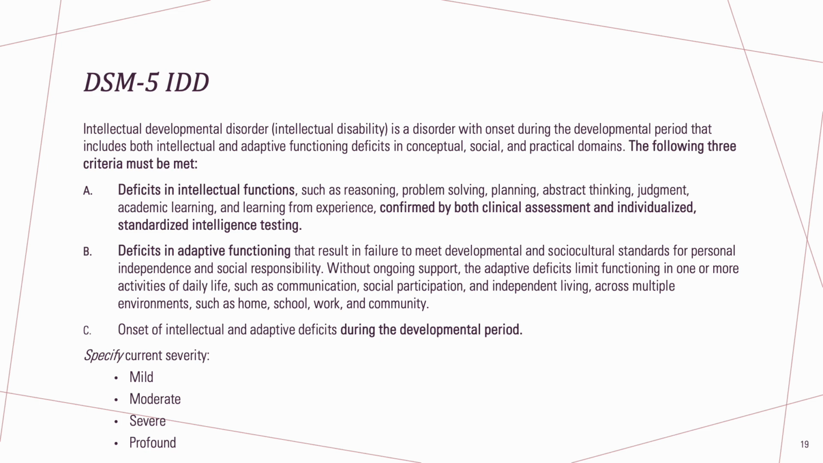So, intellectual developmental disorder or intellectual disability is a disorder with onset during the developmental period that includes both intellectual deficits, so that's what we talked about with intelligence, and adaptive functioning deficits in conceptual, social, and practical domains. And that's the second thing we just talked about. The following 3 criteria must be met: deficits in intellectual functions, deficits in adaptive functioning, and onset during the developmental period. And so we typically see it during childhood, but we can see it during adolescence as well. And then we specify the current severity.